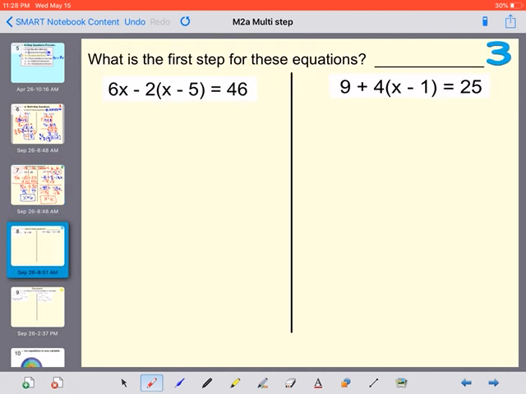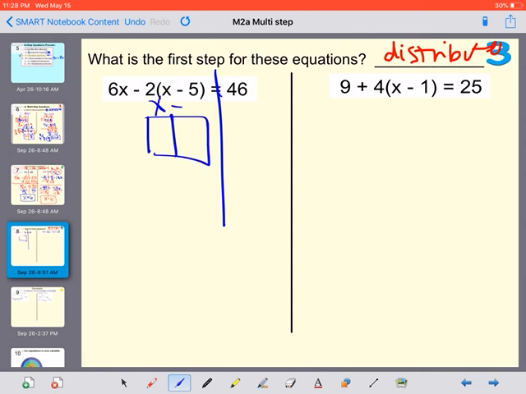All right, let's flip to the back side. First step in these equations, they both have parentheses, so our first step really is distribute. You can't combine like terms yet because we haven't distributed. So I'm going to draw my box to distribute. This is really a negative 2 outside of the parentheses. We don't need to worry about this negative 6 yet. We're only focusing on the parentheses and what number we're multiplying.